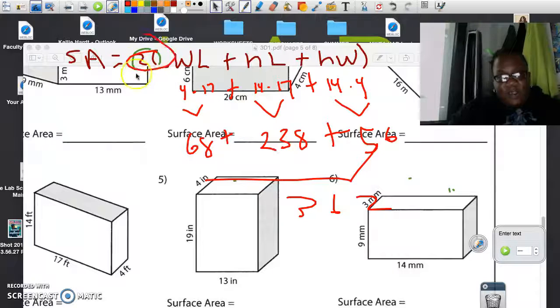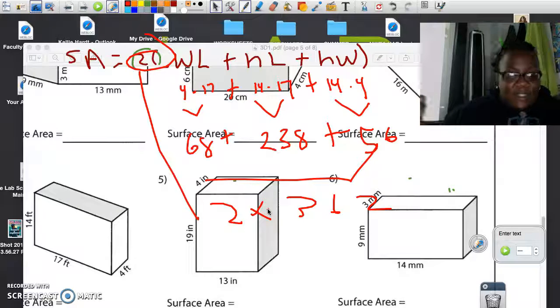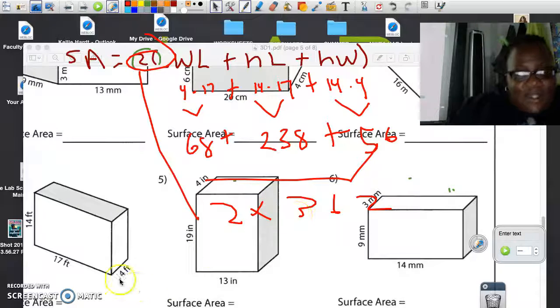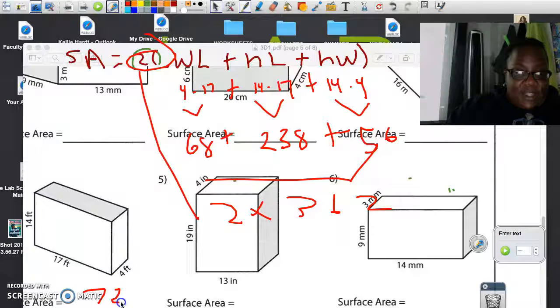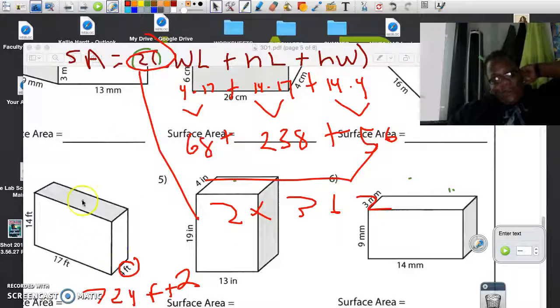Don't forget you have to multiply it with 2. So 2 times 362, 724. Let's look at the answer key. Boom. It is correct. So 724. The units here is feet. So feet squared. All right.